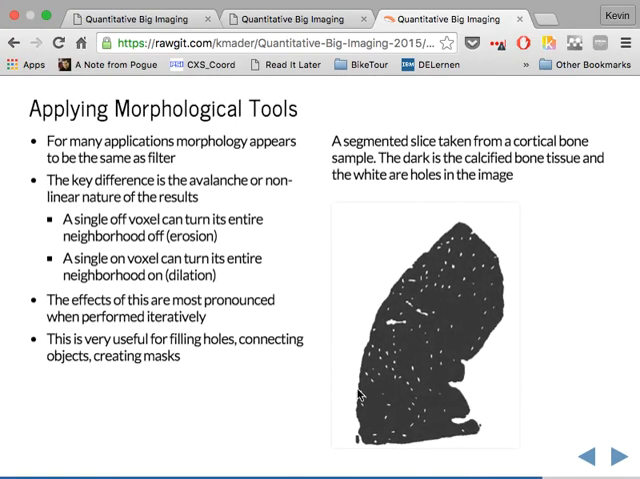Boom. And so this is where morphological tools can get applied. We have here an image of a bone slice. This comes from a slice of cortical bone out of a hip, where you want to find out where the bone is.